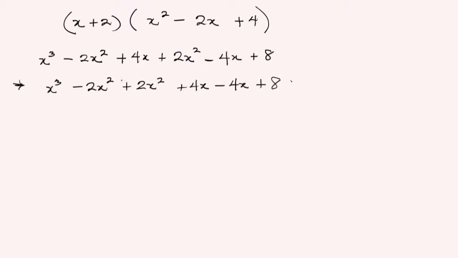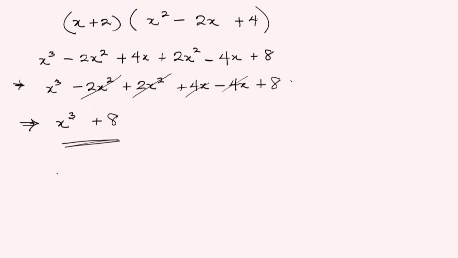So this is the same thing as this. We've only regrouped so that we can put like terms together. And so if we carry out this, we'd have that minus 2x squared will cancel out plus 2x squared. And plus 4x minus 4x cancels out. And so our final answer is x cubed plus 8.